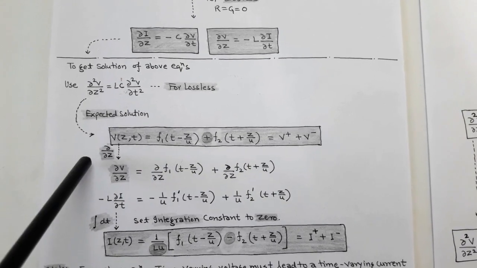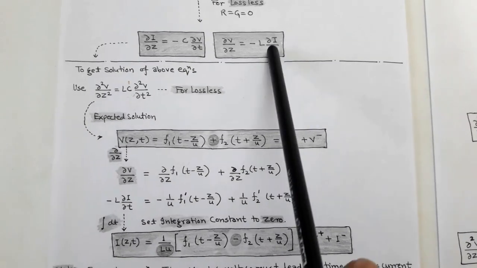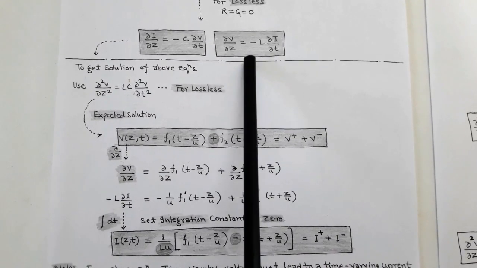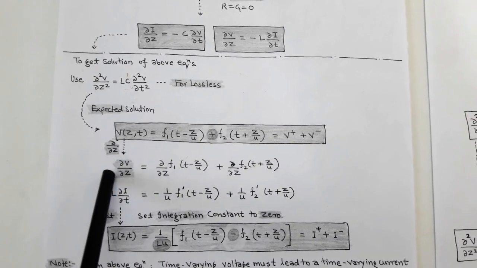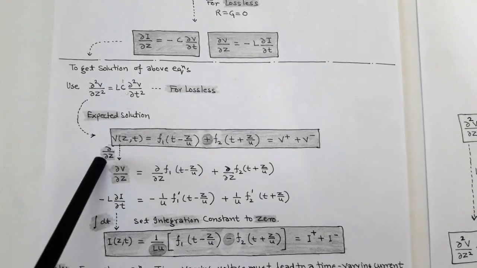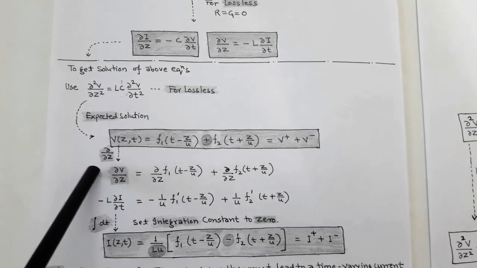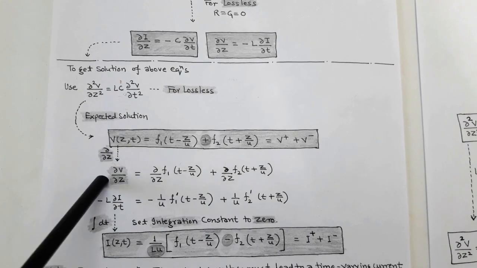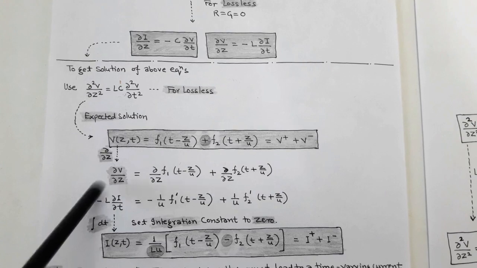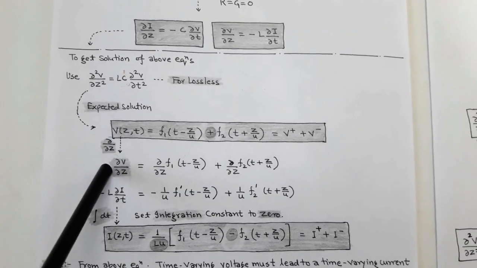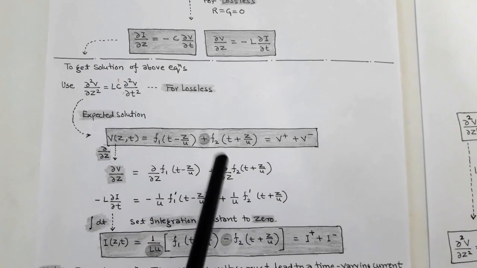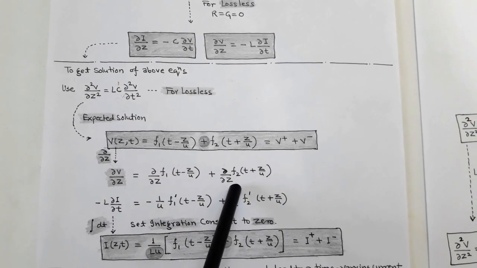Now we have to determine the solution of the current and voltage equation, that is a first order equation. For this we use the expected solution V(Z, T). Here Z is called the displacement and T is called the time. So here we first partially differentiate with respect to Z. After differentiating, we get the first term del upon del Z f1 (t minus z upon u), and the second term del upon del Z f2 (t plus z upon u).